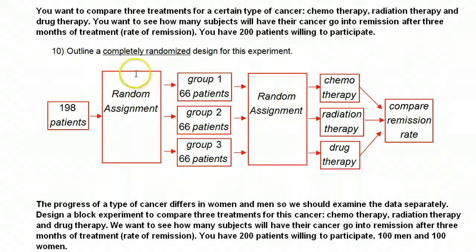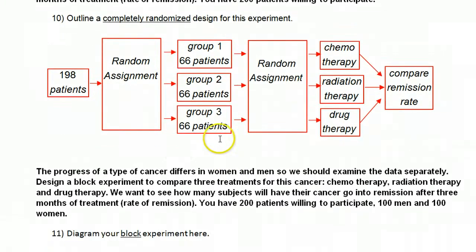Alright, first of all, I cleaned this up a little bit, made it look a little nicer. I didn't like the way the arrows were all crooked and asymmetrical, so here's what a lovely, completely randomized experiment looks like when you have 3 treatments and therefore 3 groups.